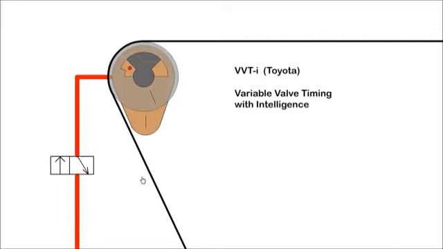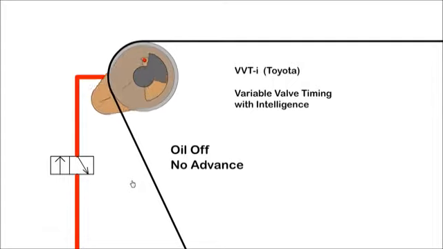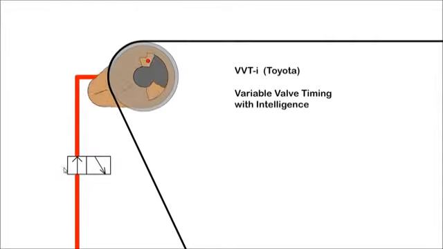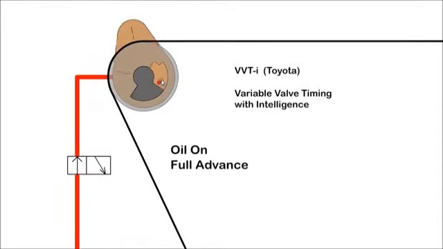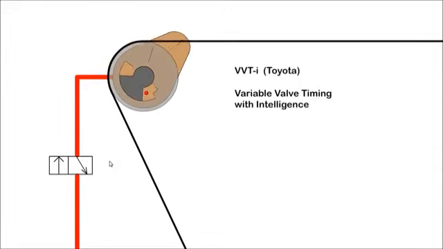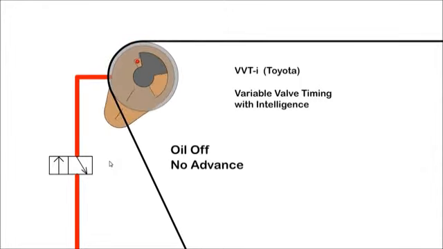A further development was VVTi. This uses a system where the position of the cam relative to the pulley can be adjusted, thus altering the valve timing for power and efficiency. Depending on driving conditions, high pressure oil is fed through the camshaft into a chamber, thus rotating the pulley on the camshaft. When the oil is released, the cam advance is removed.